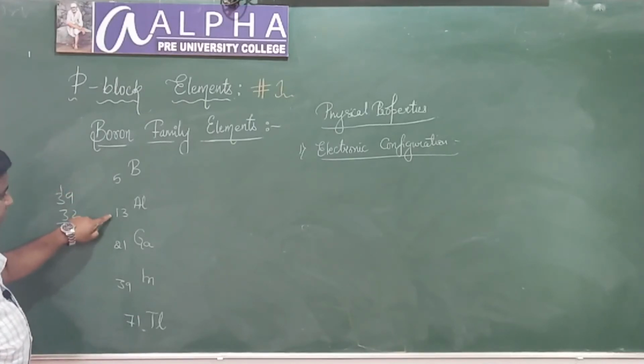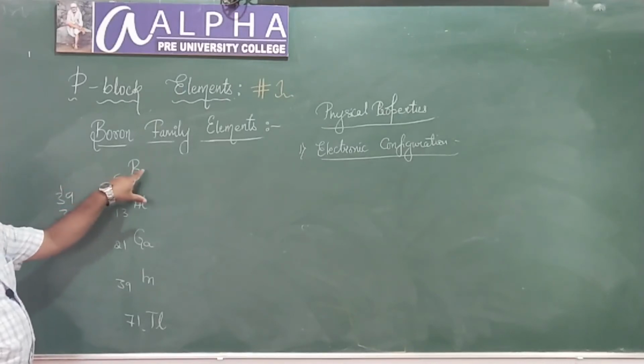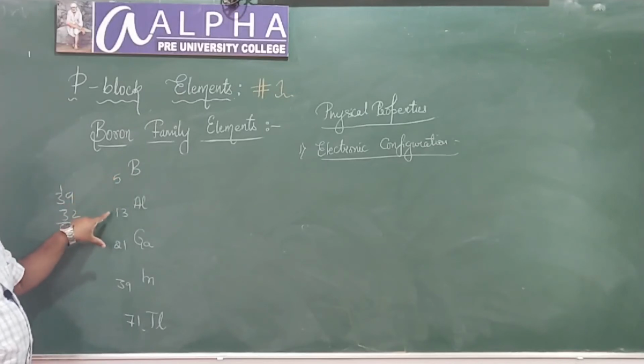Boron is 5. Aluminium is 5 plus 8, 13. 13 plus 8 is 21. They are all second period elements. Since they are second period elements, we have to start by adding 8.